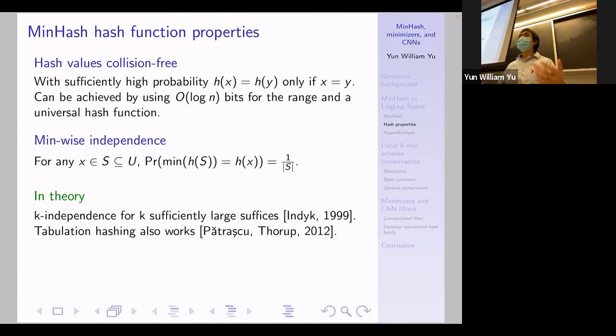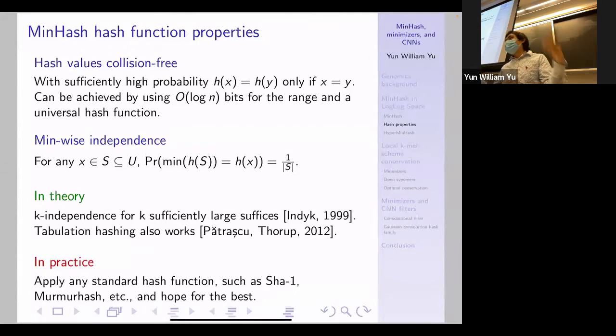If you're familiar with other forms of hashing, there's a form called tabulation hashing that also has this minwise independence property, even though it doesn't have k independence. So this really is a different property than k independence or universality, one that we didn't study as closely, but one that's essential for MinHash to work properly. In practice, of course, people just apply any standard hash functions, such as SHA-1, murmur hash, or whatever, and hope for the best. But you don't get any nice theoretical guarantees out of doing this.